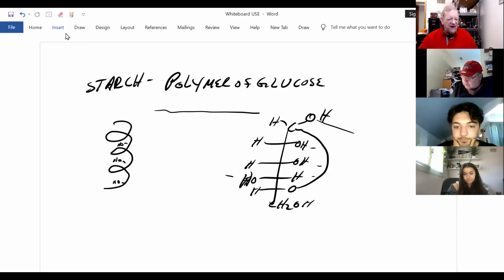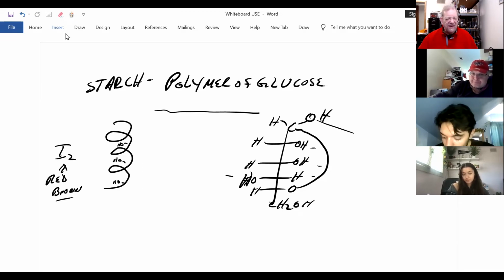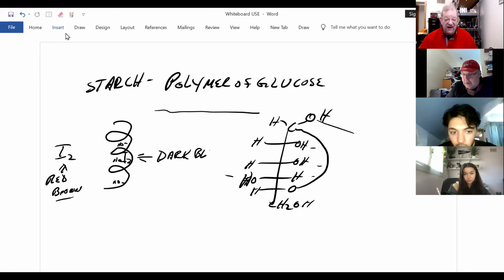Now, someone found out if you took iodine, which is a red-brown color, and you put it inside here, this now turns dark blue. So dark, unless you look at it under good light, it almost looks black. However, this is a solid, and that's hard to deal with.